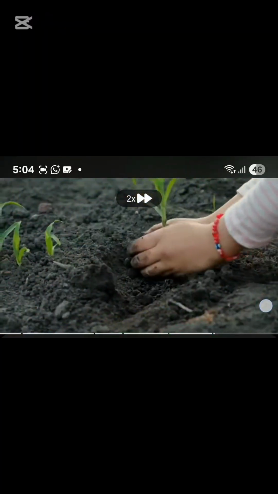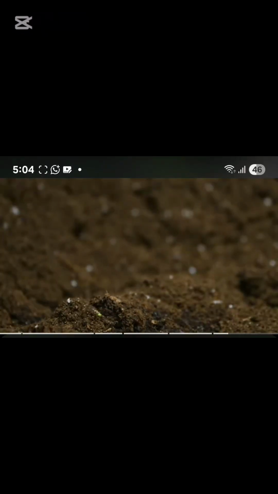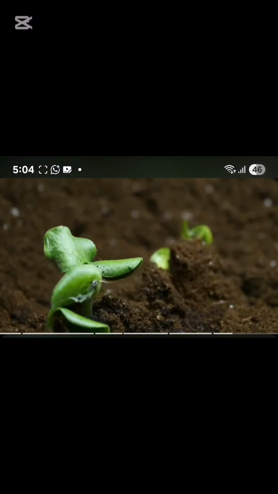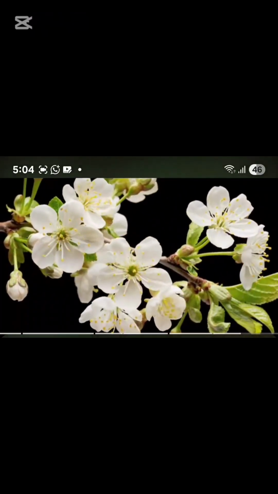So, in summary, plants grow from seeds when they are given soil, water, and sunlight. They develop roots, stems, and leaves, which help them make food and grow into mature plants that may produce flowers and fruit.